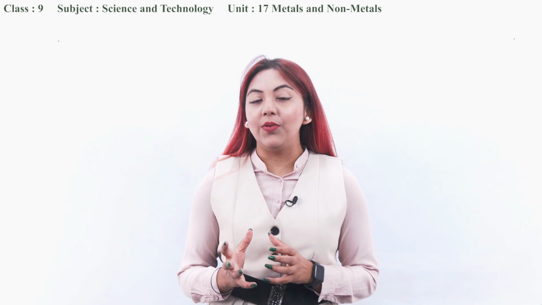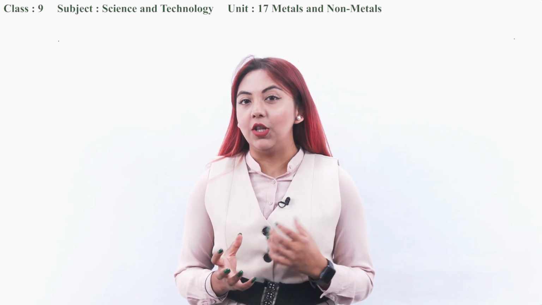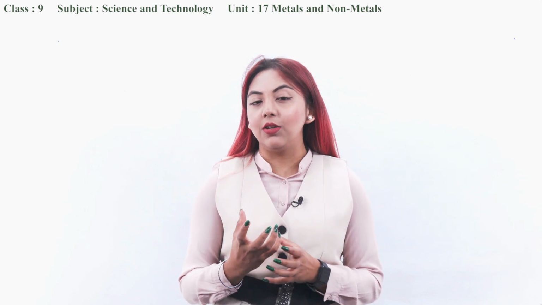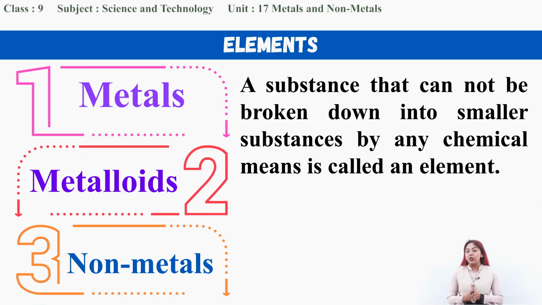So let us start. Before starting with metals and non-metals, let us understand what an element is. An element is any substance that cannot be broken down into smaller substances by any chemical means. So we can define an element as a substance that cannot be broken down into smaller substances by any chemical means. And basically elements are usually categorized into three types: metals, non-metals, and the metalloids.